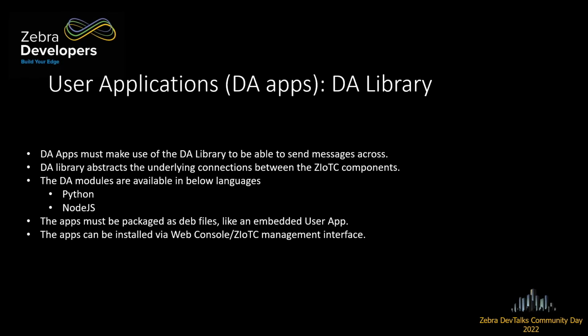So the analytics script in itself, first of all, needs to make use of what is called the DA library. Again, there are two different language bindings that are provided. There's a Python module and a Node.js module that is on board on the reader itself, which the analytics script needs to import. And once it has imported those modules, there are APIs available for both Python and Node.js, using which the analytics script can do its thing.